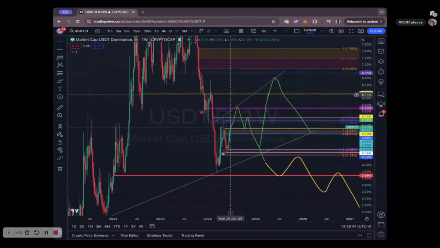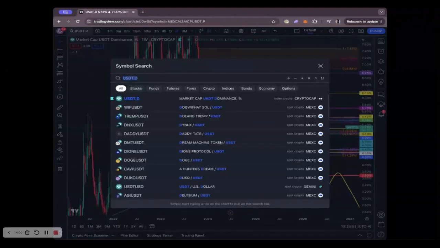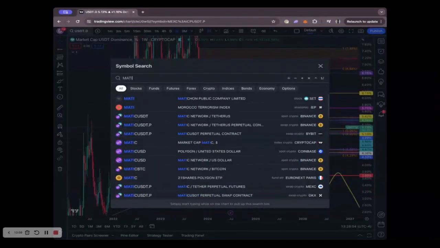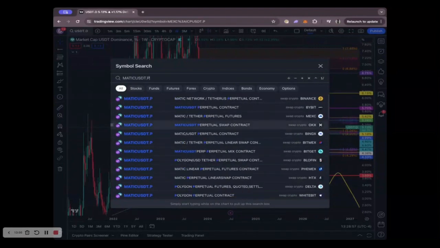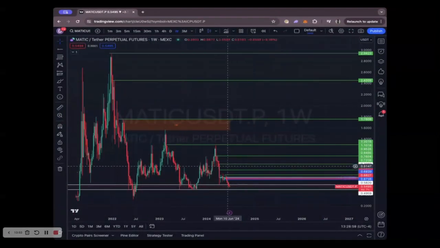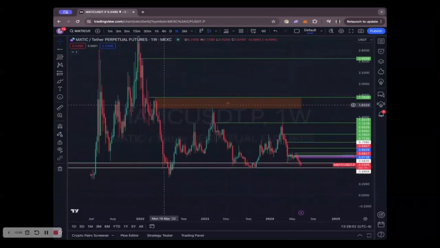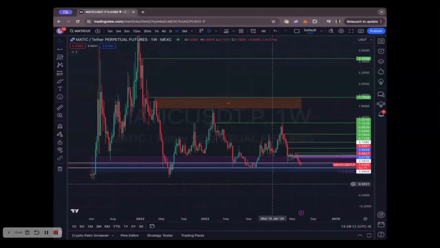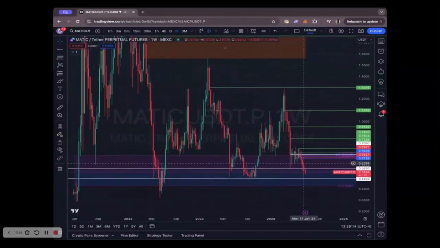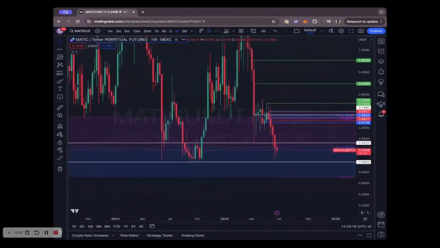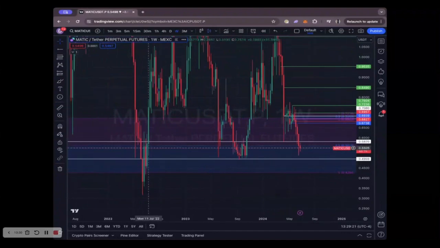So Matic, Pepe, Apt, and Render so far is what I'm seeing. I'll look at Matic first. Awesome, Matic I do like a lot. We are drifting, right? We have this really strong weekly range right here, and we're drifting under it. We closed under on the previous candle, just by a fraction of a hair.